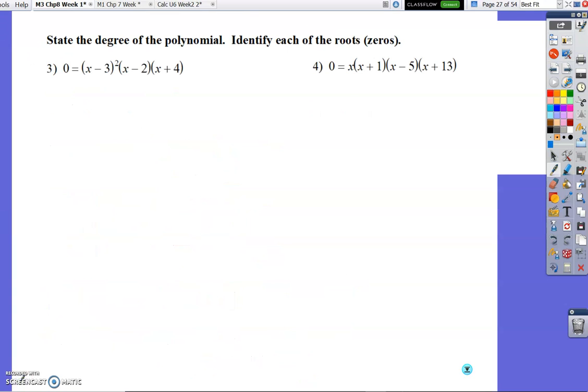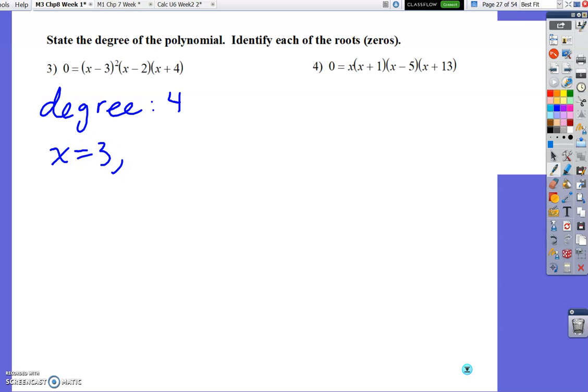Okay, as we continue with questions 3 and 4, this says to state the degree of the polynomial and identify each of the roots. So it's really important that we can identify the degree, because it tells us what's going to be happening, and then the roots, which also help us. So there's 2 terms here, and then 1 and 1, so the degree of this is 4. And then my roots, x is 3.